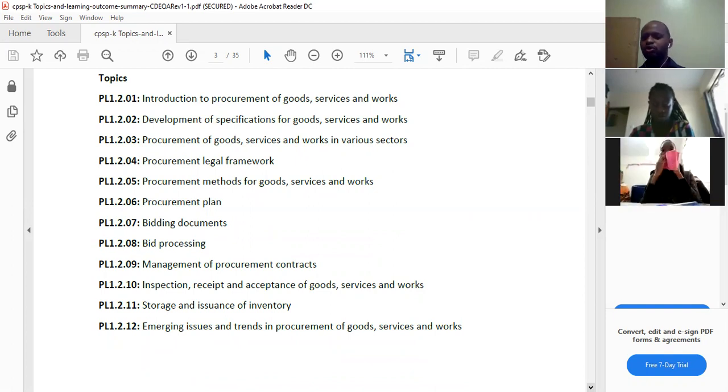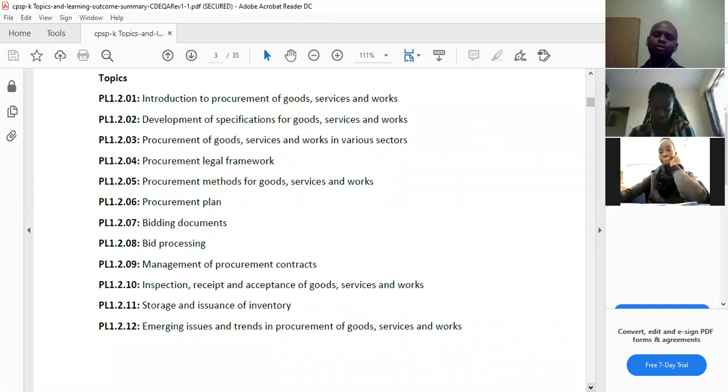Then we shall also talk about storage and issuance of inventory. How are you going to issue inventories once they arrive in the store? So we will be able to understand all that when we reach there. And the last topic in that unit will be emerging issues and trends in procurement of goods, works, and services. So we'll be able to understand some of the new ideas, some of the new areas that have led to an improved procurement process and the general supply chain management.